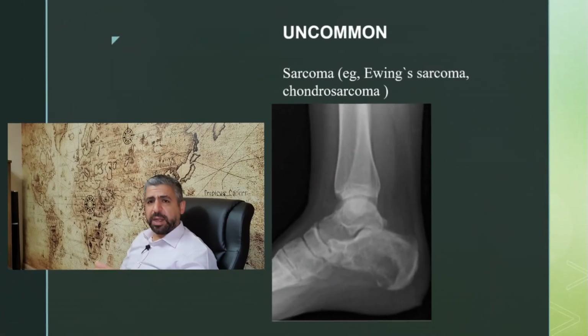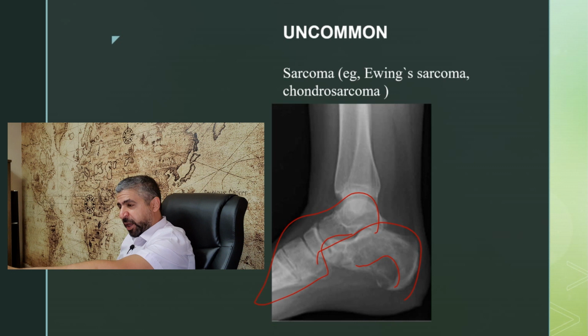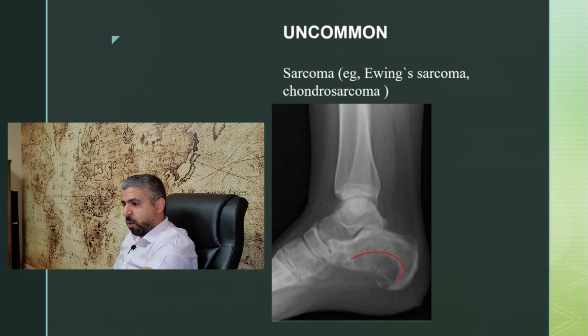Another uncommon lesion to be seen in the calcaneus is sarcoma, like Ewing sarcoma, chondrosarcoma, any kind of sarcoma, rare, but it happens. So you can see here the bone is destroyed, but unlike the metastasis or the myeloma, the rest of the bones are relatively normal, intact. I can't see any pathology there. We can see only this lytic lesion, cortical destruction here, and possible soft tissue extension.